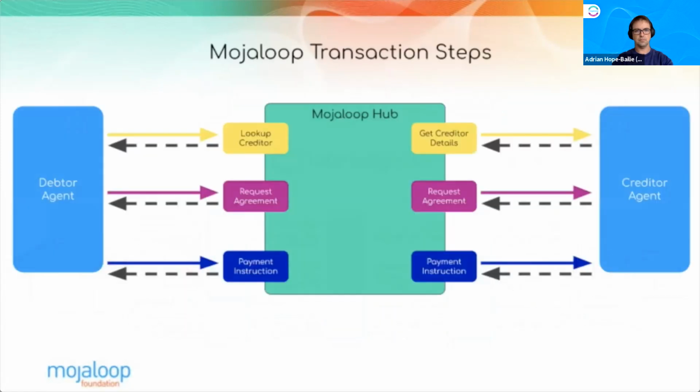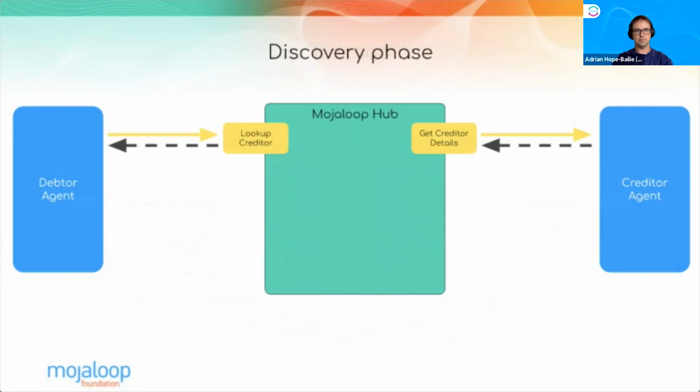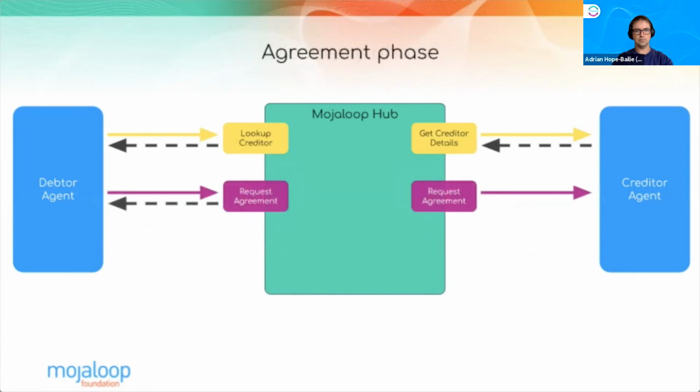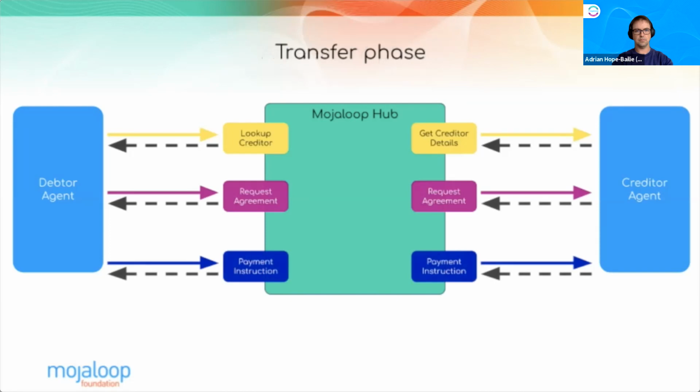The Mojaloop 3-step transaction pattern allows a debtor agent to, firstly, discover if the creditor identifier they have, such as a mobile number, identifies a valid creditor account to which they can route a payment. Secondly, agree the terms of the payment with the ultimate creditor agent. And finally, execute the payment instruction.